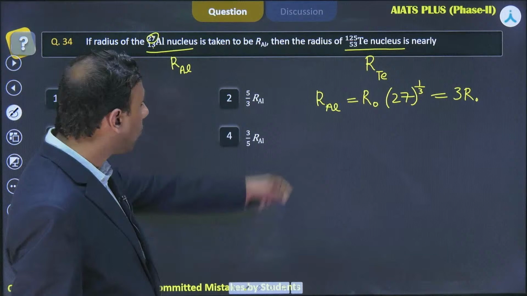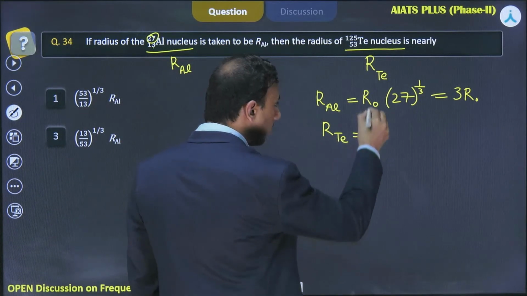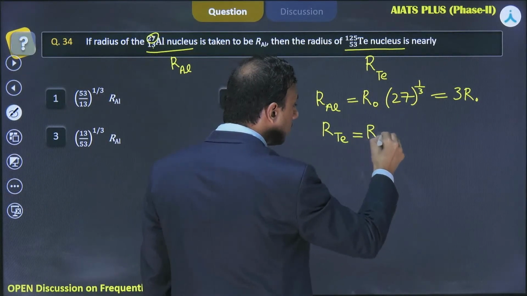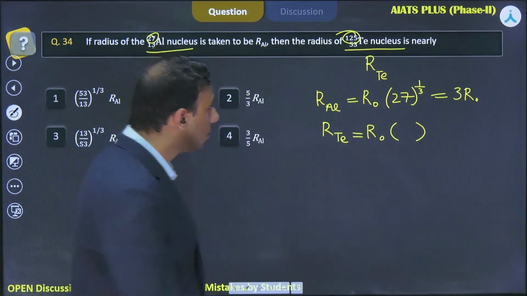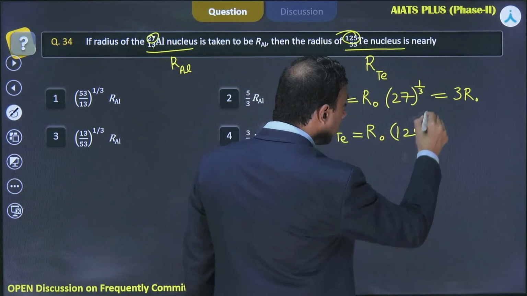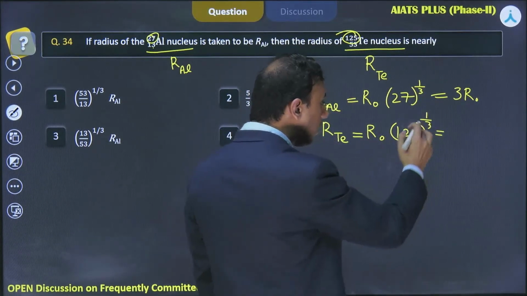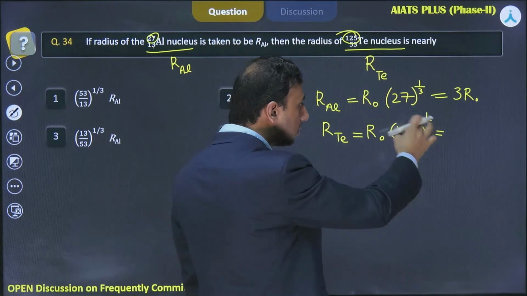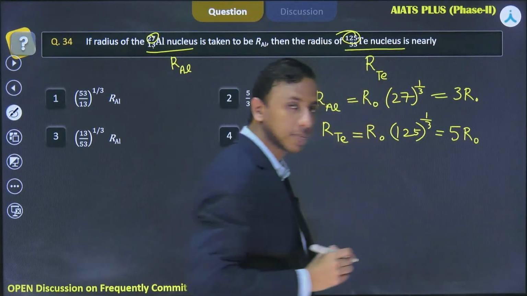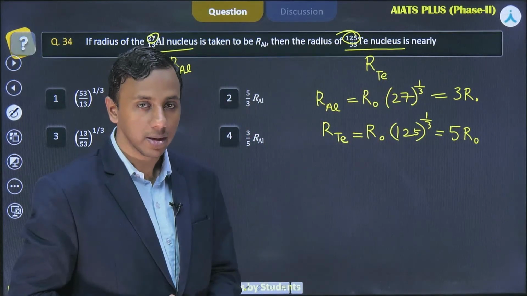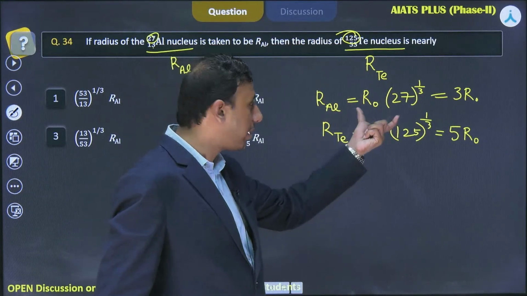Now what about this one, Te? Let's write for that one also. R_Te is equal to the same expression, R naught. What is the mass number for this one? 125. So 125 whole to the power 1 by 3. The cube root of 125 is 5. So it is 5 R naught. Pretty simple this one was. If you know that relation, you would be able to do this question.